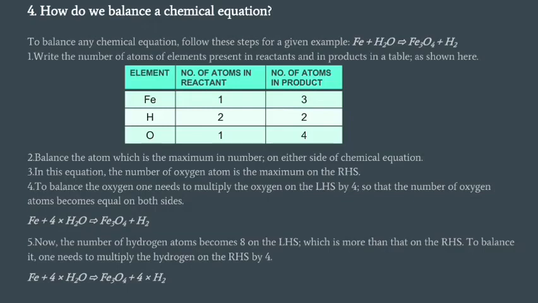After doing so, we will select the element which has the maximum number of atoms. In this example we can see that oxygen has the maximum number of atoms on the product side. First we will start by balancing the oxygen atoms and then other atoms one by one. To balance the oxygen, we have to multiply the reactant side oxygen by 4 and by this our oxygen gets balanced on both sides. Then we can see that the number of hydrogen atoms becomes 8 on the left hand side. So to balance the hydrogen, we need to multiply the hydrogen on the right hand side by 4 also.